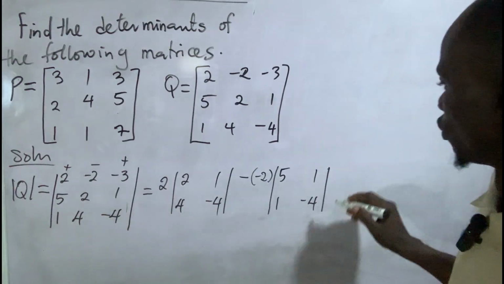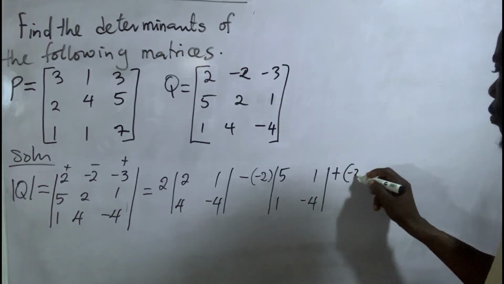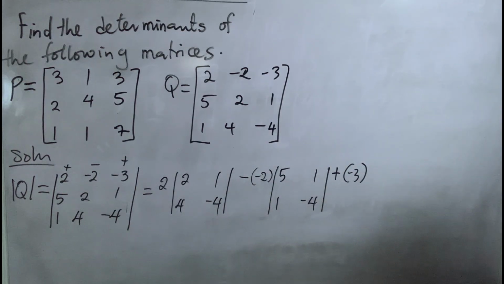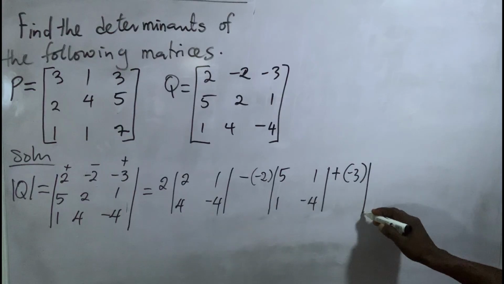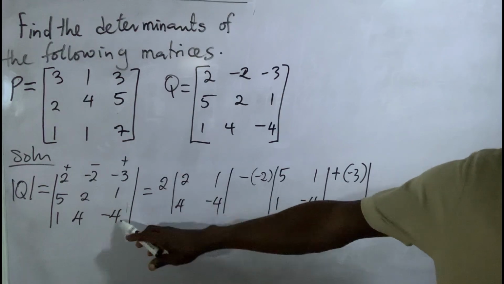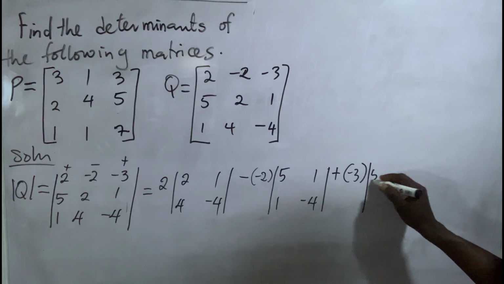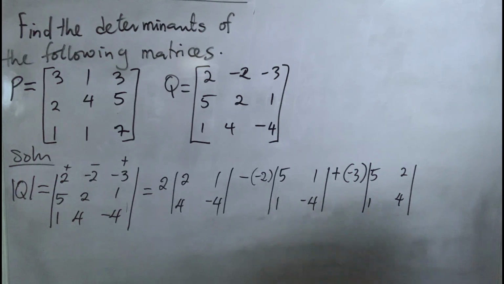Okay. So the next one is plus minus 3. Also, plus minus is minus. So you could just already write minus 3 and continue solving. So this will be a 2 by 2 matrix, which is gotten by removing 1 and minus 4. So I have 5, 1, 2, 4. So my matrix is reduced for 2 by 2 solving.